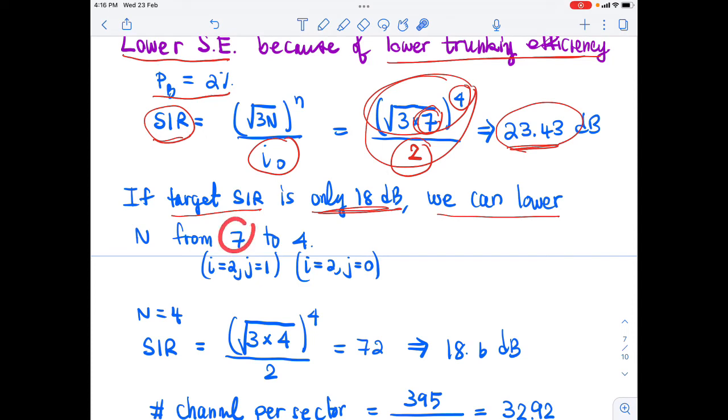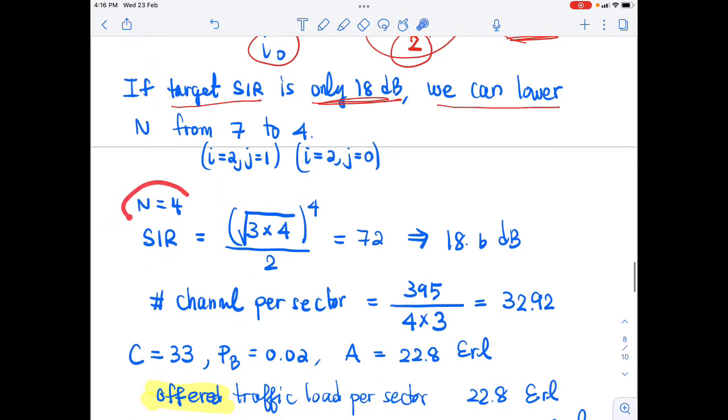For example, 7 is coming from when we set i equal to 2, j equal to 1. One step down is 4, not 6. This is coming from i equal to 2, so i is the same, but we reduce j from 1 to 0. So we reduce the frequency reuse factor from 7 to 4, and hopefully trunking efficiency will be bigger, and it's gonna make spectral efficiency a bigger number. So N is equal to 4.